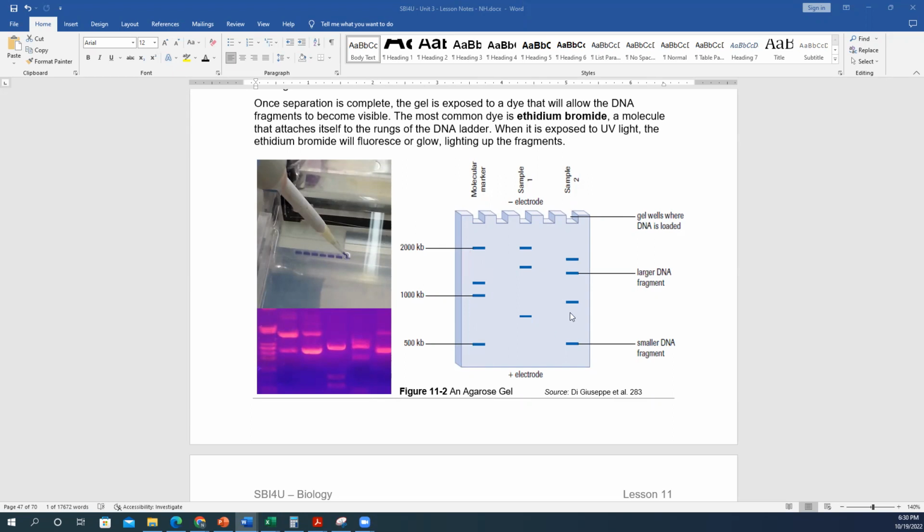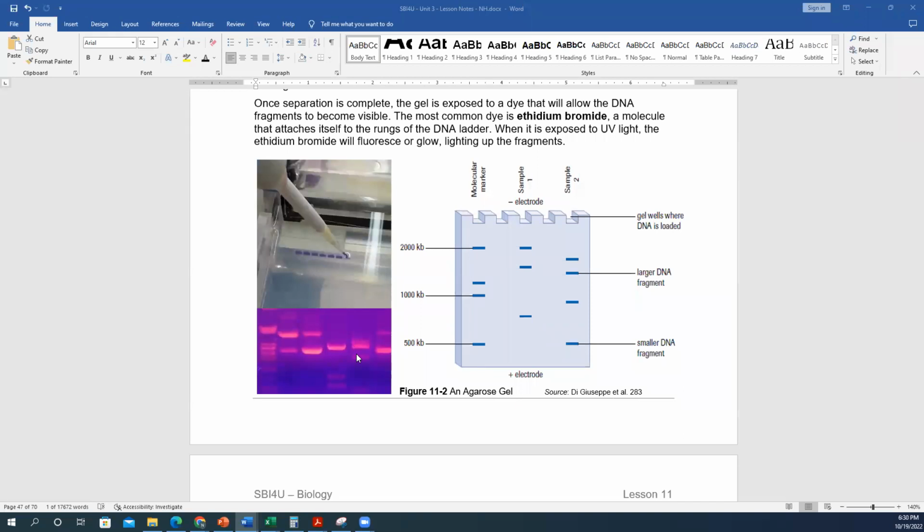So once this DNA has separated, this gel gets exposed to a dye that will allow the DNA fragments to become visible. The most common dye that's used is ethidium bromide, which is a molecule that attaches itself to the rungs of the DNA ladder. And when it gets exposed to the UV light, this ethidium bromide will fluoresce, will glow, and it will light up the fragments for you.